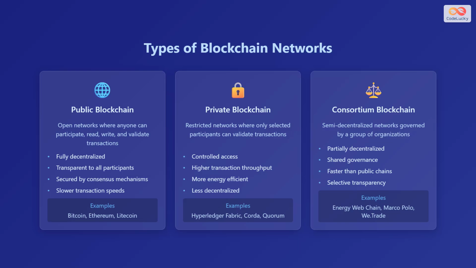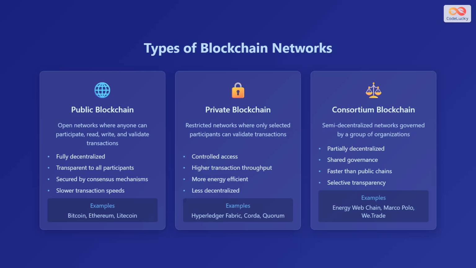Next, private blockchains. These are restricted networks where only selected participants can validate transactions. Private blockchains offer controlled access, higher transaction throughput, are more energy efficient, and are less decentralized. Examples include Hyperledger Fabric, Corda, and Quorum.